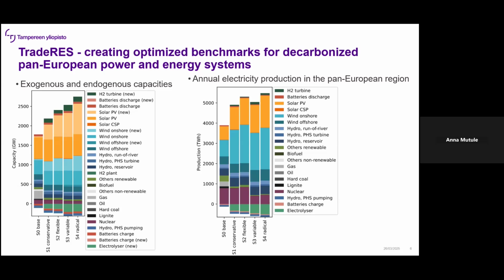Also, the capacity of thermal plants using renewable fuels remained relatively stable in the early scenarios. Their electricity production declined sharply from SO onward, highlighting the shift from firm thermal generation toward variable renewables supported by flexibility.